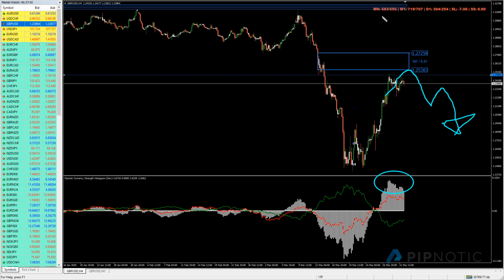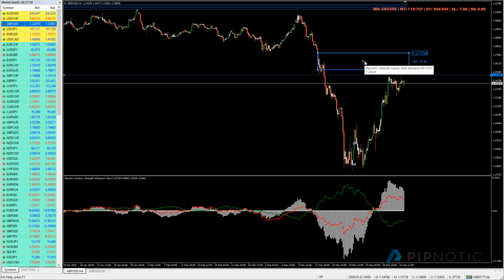Okay, we also have the interest rate swaps. They are negative, and so there are a couple of reasons for us to begin to accumulate or entertain the idea to sell the British pound at this area.